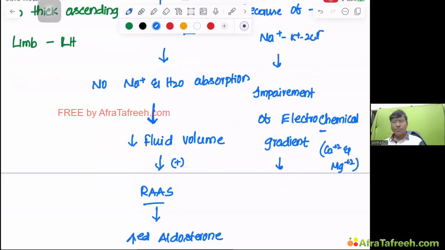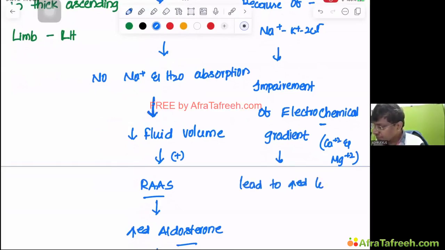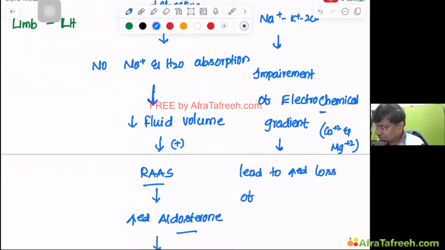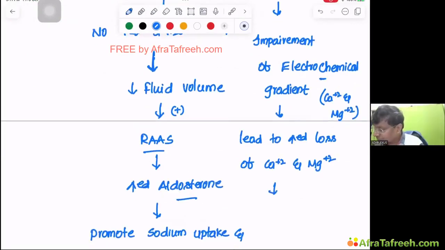Okay. So now once there is impairment of your electrochemical gradient, right, that will lead to increased loss of calcium and magnesium. Right? Increased loss of calcium and magnesium. So there is hypercalciuria.